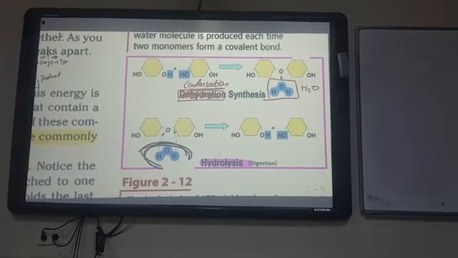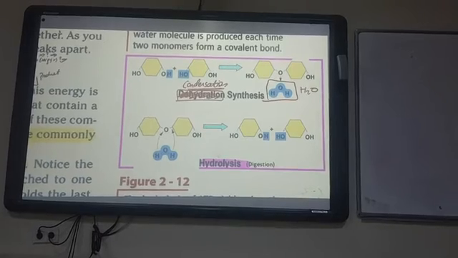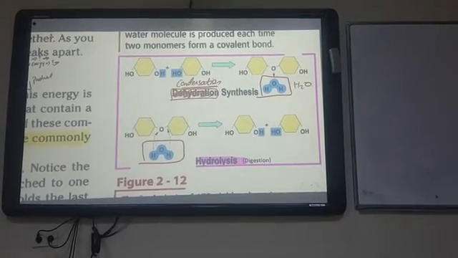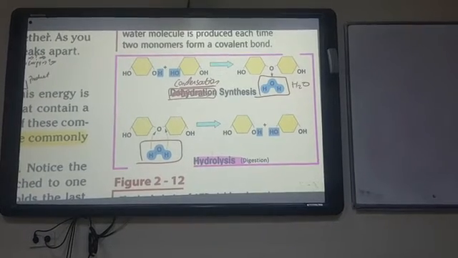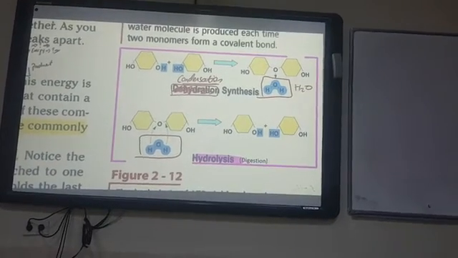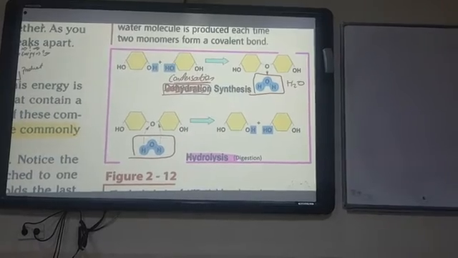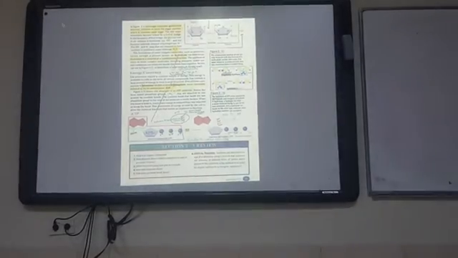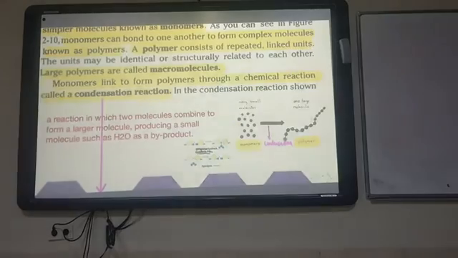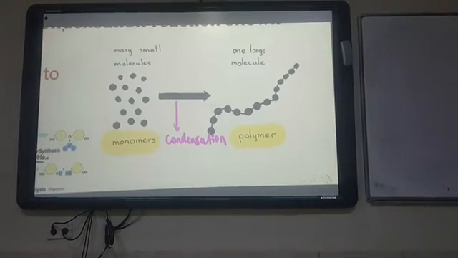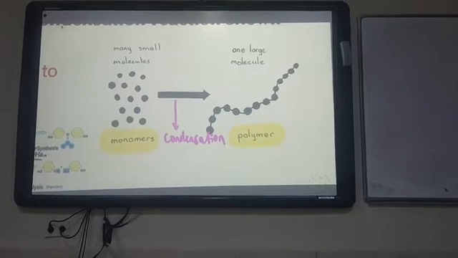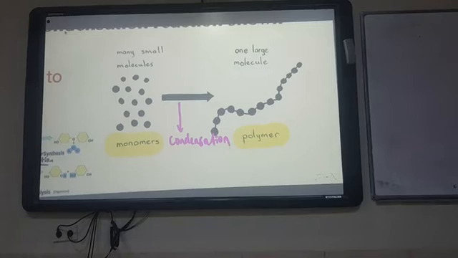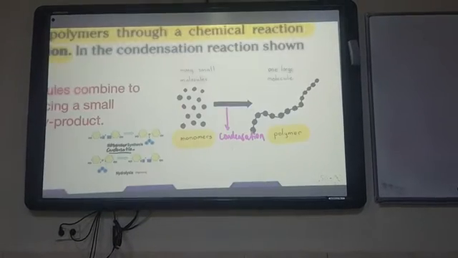H2O. These are monomers, this is monomer, this is monomer, monomer plus monomer makes a polymer. As we learned, monomers are simple, smaller molecules. When they combine to form a polymer, this reaction is also condensation.